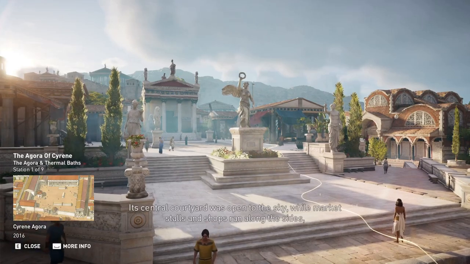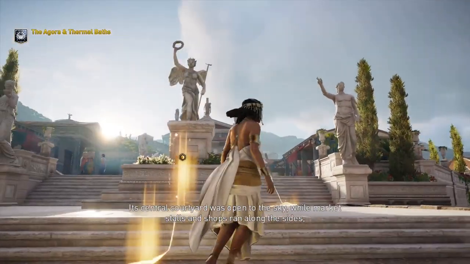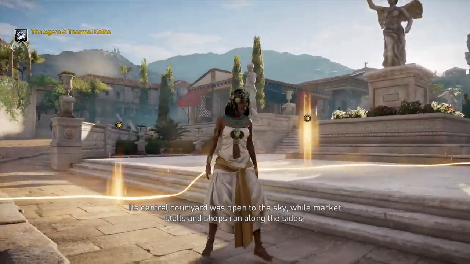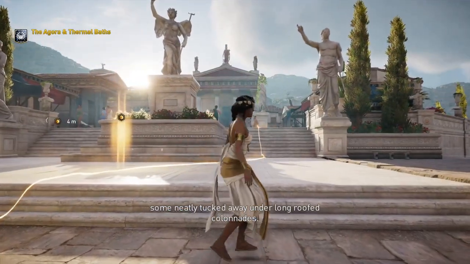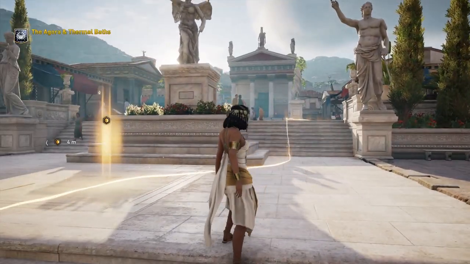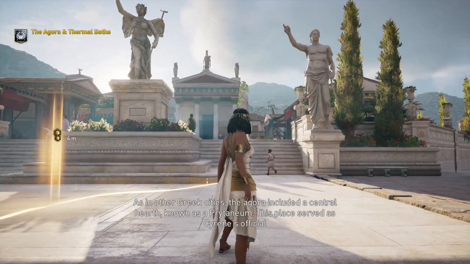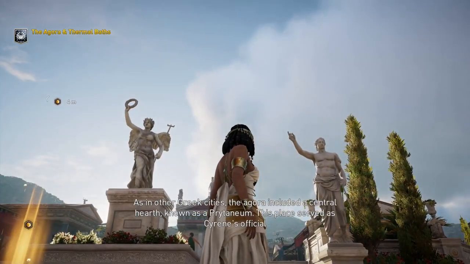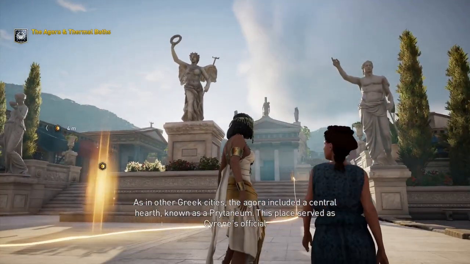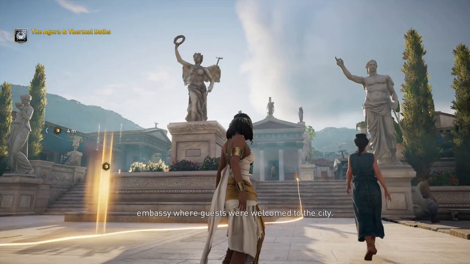Its central courtyard was open to the sky, while market stalls and shops ran along the sides, some neatly tucked away under long-roofed colonnades. As in other Greek cities, the Agora included a central hearth, known as a prytaneum. This place served as Cyrene's official embassy, where guests were welcomed to the city.